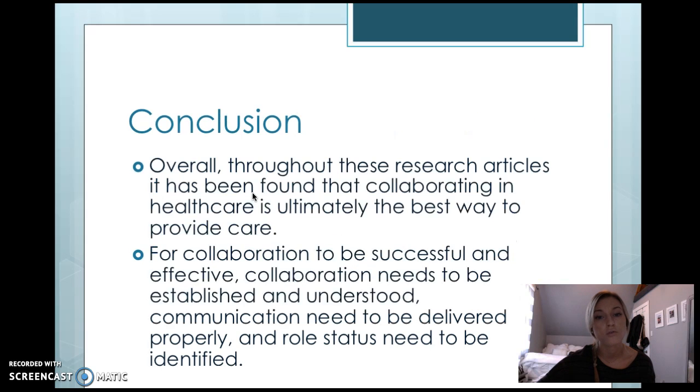In conclusion, overall, throughout these research articles, it has been found that collaborating in healthcare is ultimately the best way to provide care. For collaboration to be successful and effective, collaboration needs to be established and understood, communication needs to be delivered properly, and role status needs to be identified.